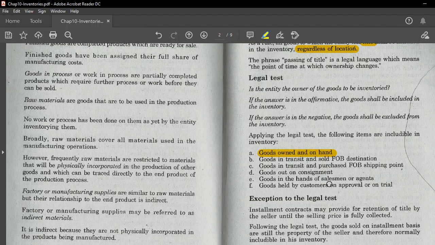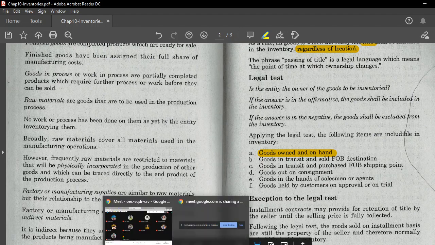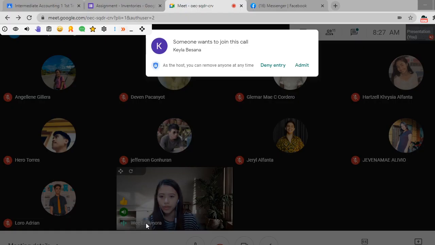And then, letter B, goods in transit and sold FOB destination. So, ano ba yung FOB destination and FOB shipping point? So, I believe we already have an overview of that before.